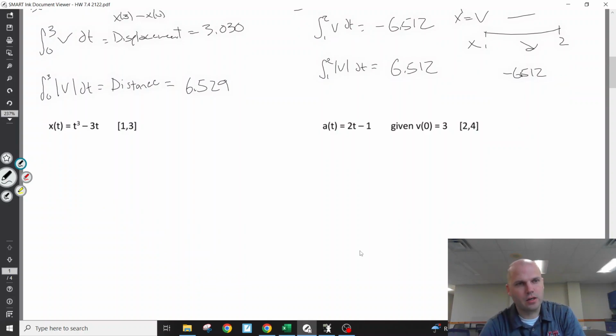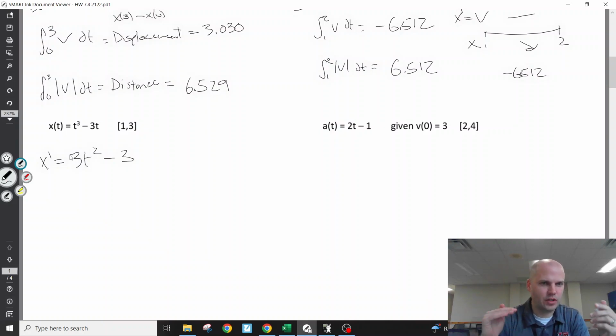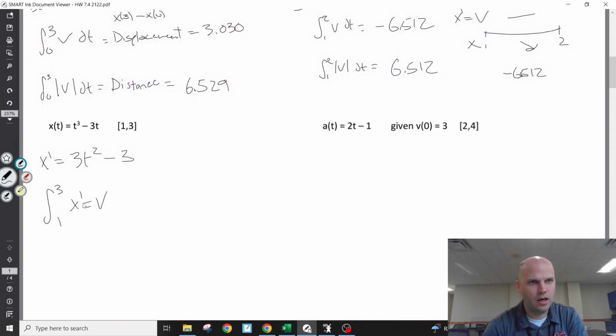You have a calculator, but you're given position. What you need to do is look at the derivative. Look at not x, but x prime. Look at v. And again, since you have a calculator, it's like, boom, I'm done. You know, I can just type this in. V is the same as x prime. So type that in, that's the displacement. Type this in, this is the distance.